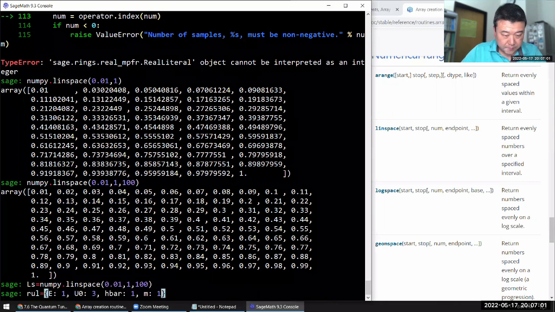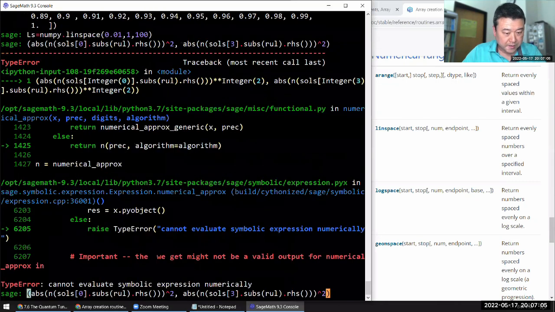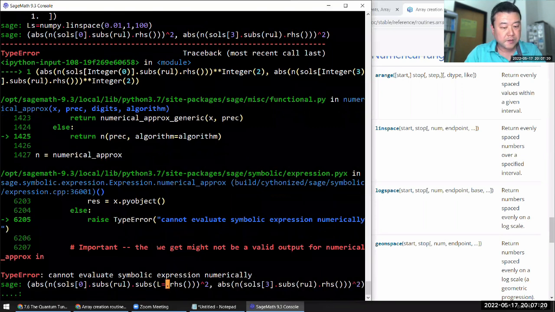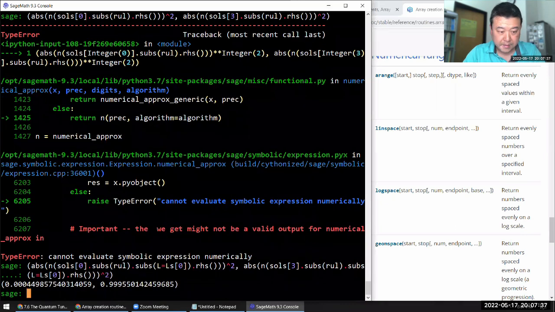So, this thing that I was calculating. So I can do something like this. Substitute rule, and then substitute again. This time I'll say L is equal to L's the 0th parameter, for example. Yeah, something like that. That works.